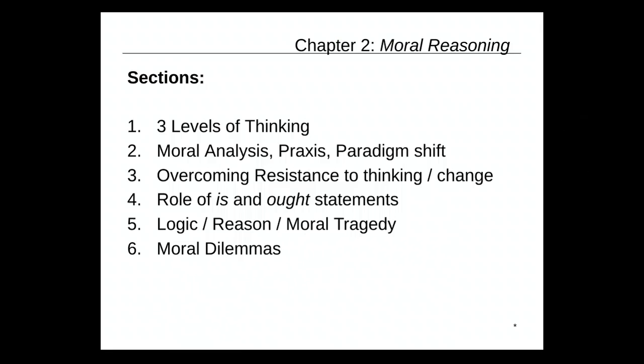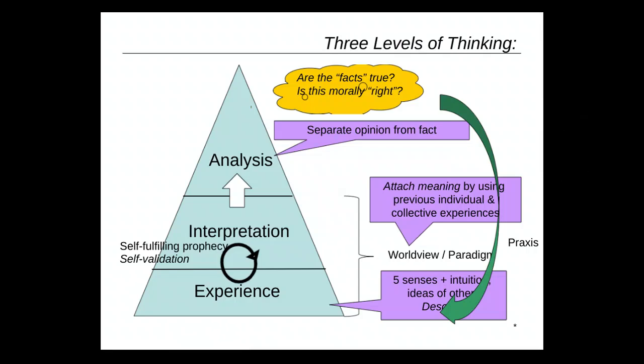Okay, so in this chapter, we are focusing on three levels of thinking: moral analysis, praxis, and paradigm shift, overcoming a resistance to thinking and change, role of is and ought, logic, reason, moral tragedy, and moral dilemmas. Okay, so let's start with three levels of thinking. I believe you are familiar with this three level.